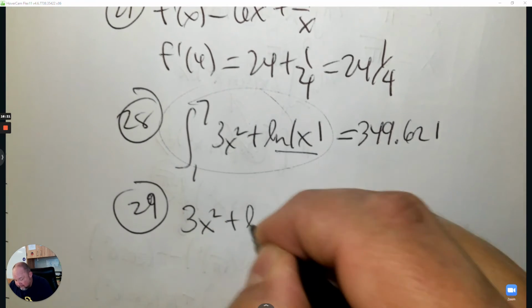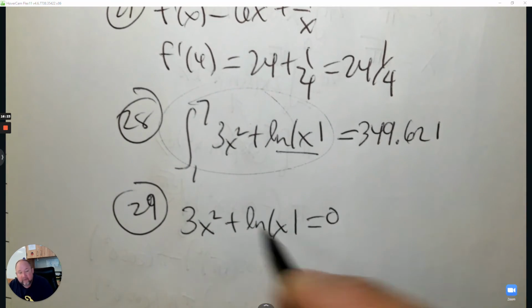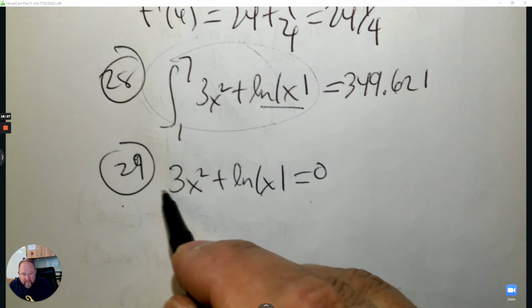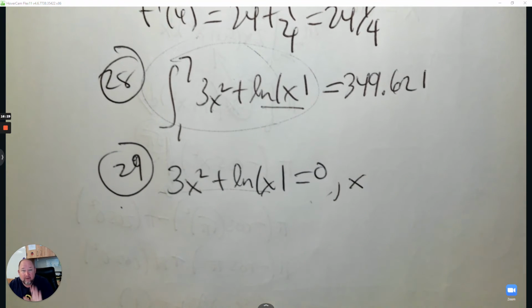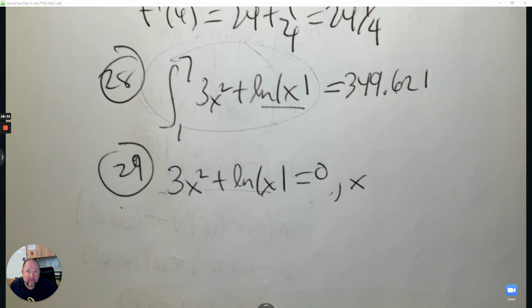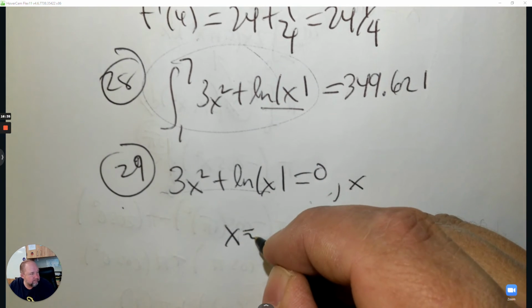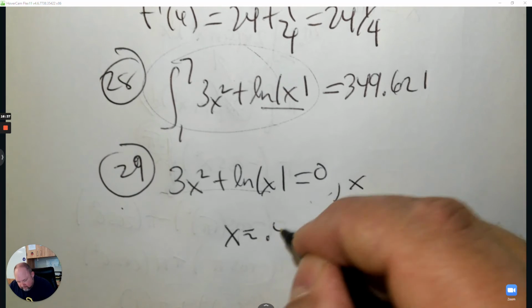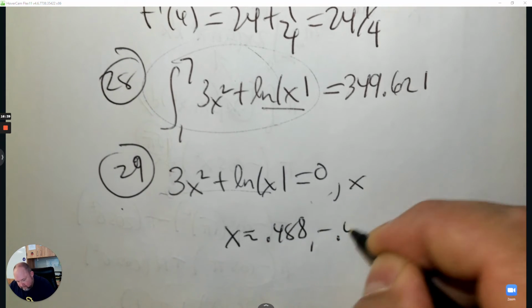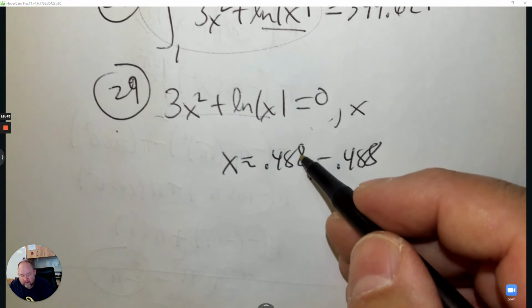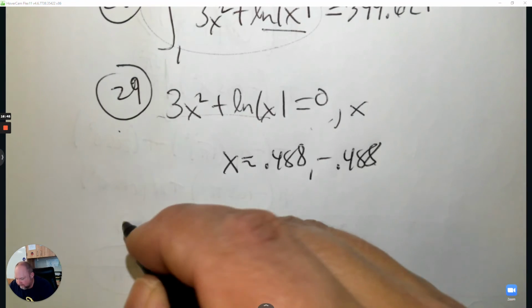3x squared plus ln x. This is also a calculator question. Type in solve, type it in, comma x, press pause, and try it, and see if you get the answer. All right, or it could be 8, 9 if you round it, but you can truncate.